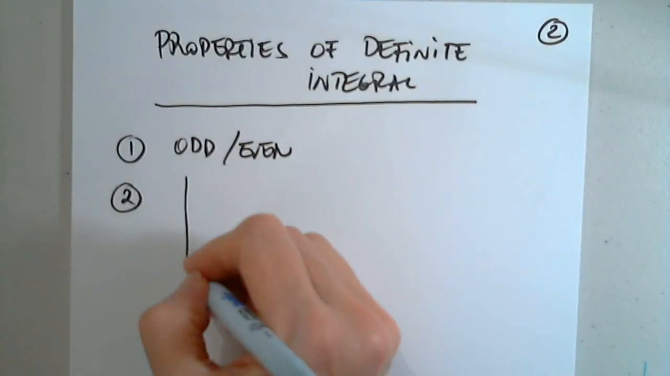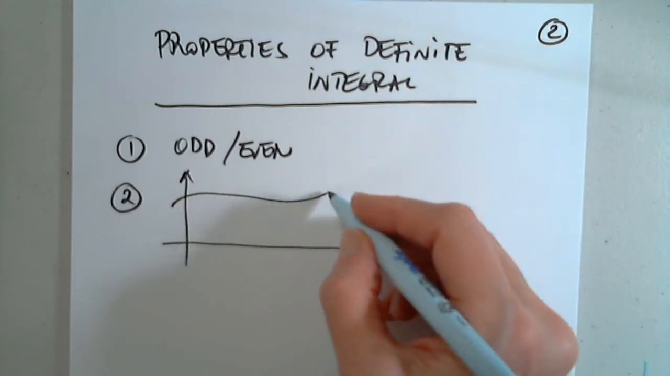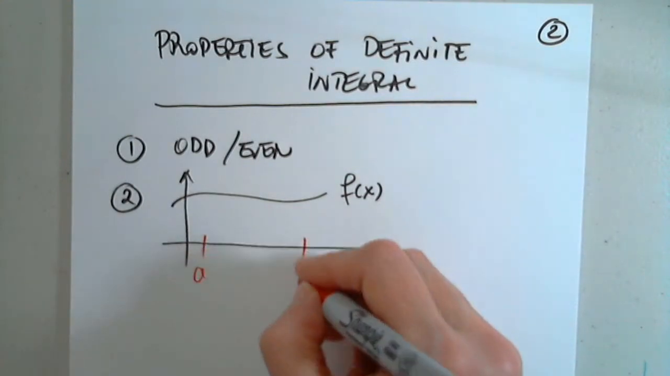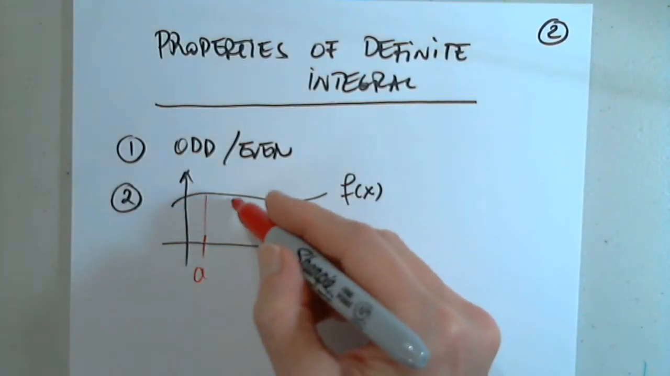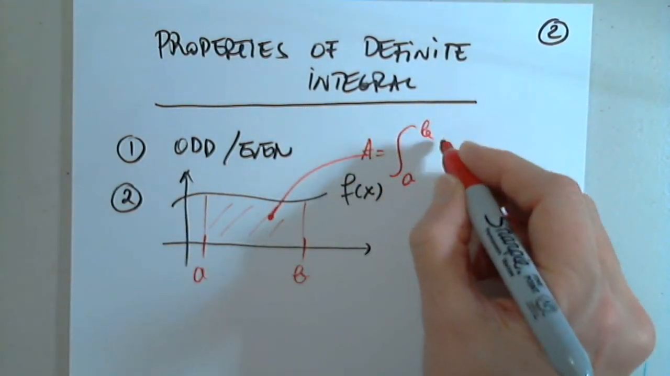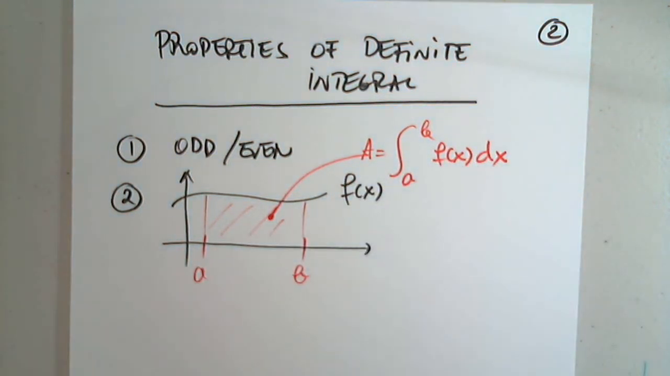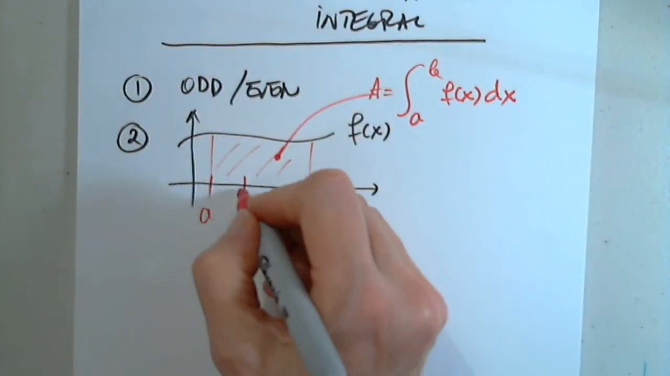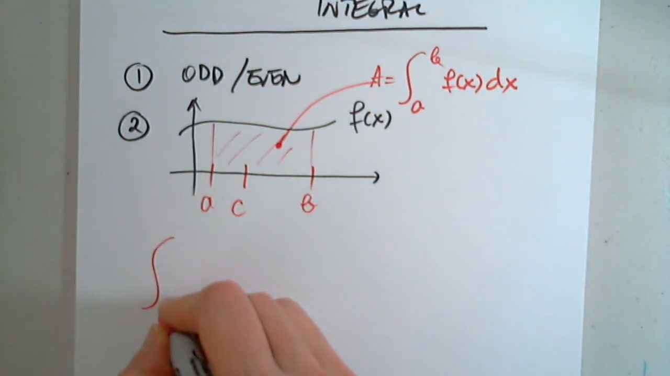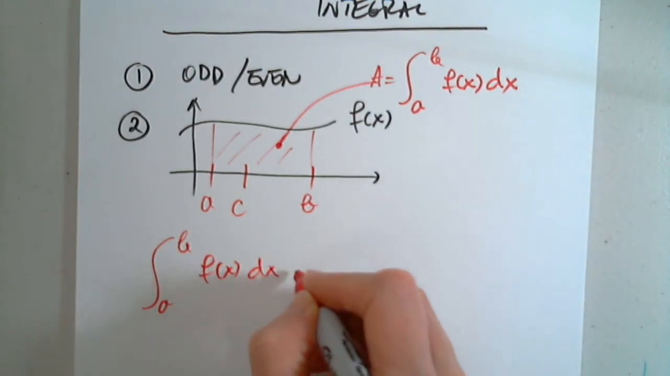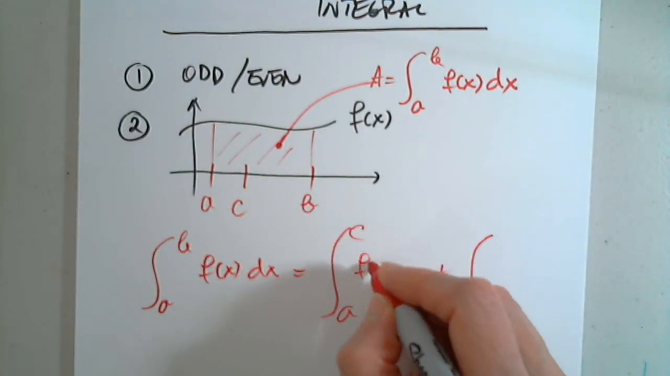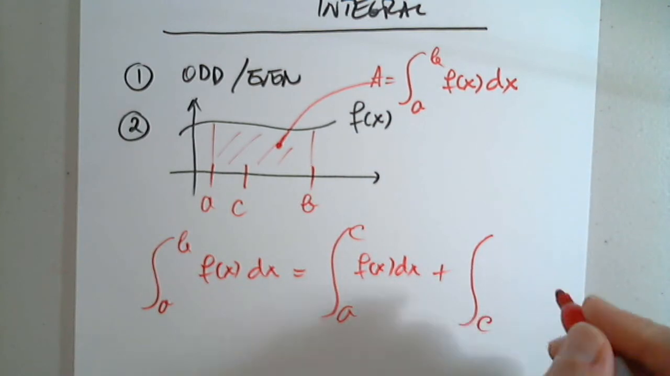The integral, let's suppose we have this function f of x, and we have the interval between a and b. And obviously, this area is the integral. So the area is the integral from a to b from f of x dx, as we learned already. But if I have a number c anywhere between a and b, then the integral from a to b from f of x dx will be a sum of two integrals, from a to c and from c to b.